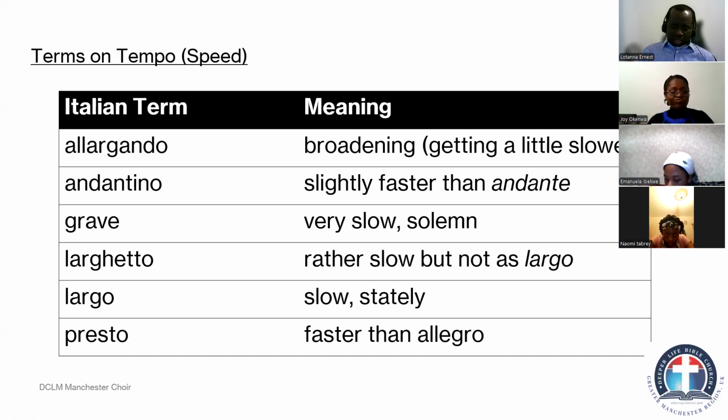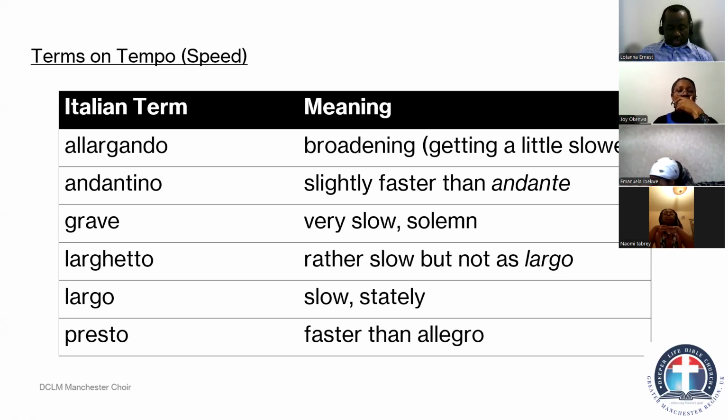So it's very important that you understand that it's not as if you become slow all of a sudden. No, it has to be gradual. So that is what allargando actually means. And andantino, it's almost the same thing as andante. If you remember, andante means slow, but andantino is still slow, but it's faster than andante.